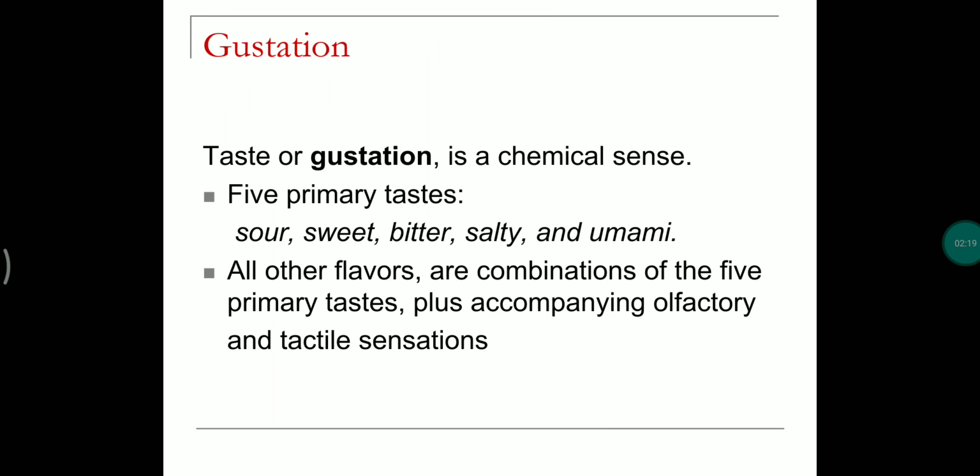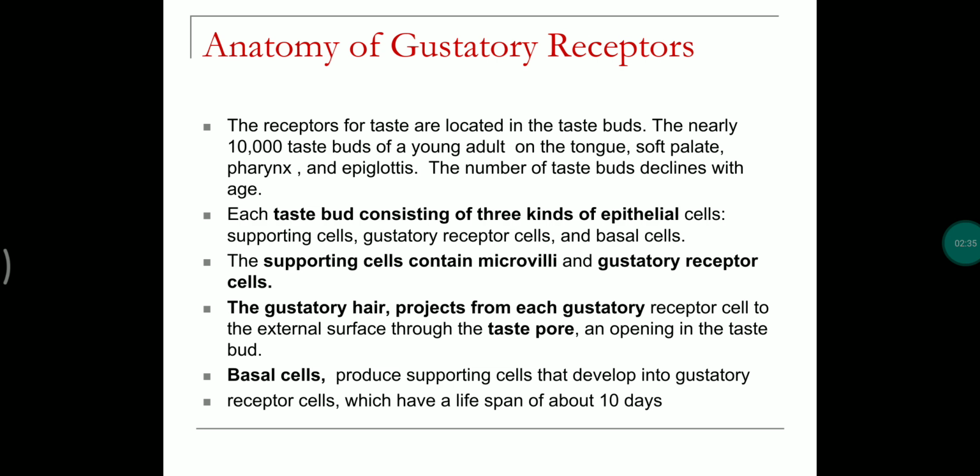Gustation. Gustation is the sense of taste, which consists of 5 basic tastes: sour, sweet, bitter, salt, and umami. All flavors are a combination of primary tastes and the olfactory and tactile sensations present in the nose and tongue. The taste receptors are located in taste buds. There are nearly 10,000 taste buds present in the soft palate, tongue, pharynx, epiglottis, etc., and their number decreases with age.